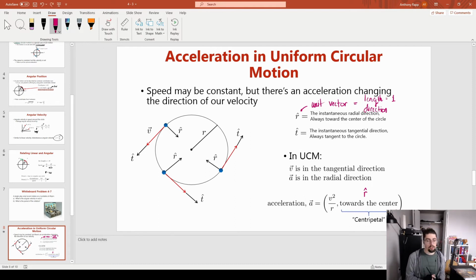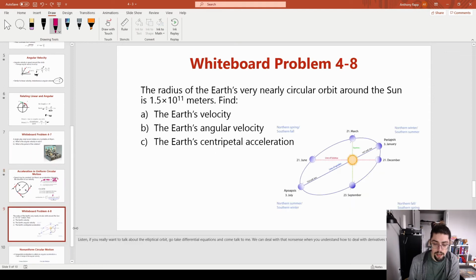But I'm going to hit on that one a little bit later when we actually get the chance to talk about stuff like centripetal force, because I'll have some better things to say then. For now, I've got another problem for you.